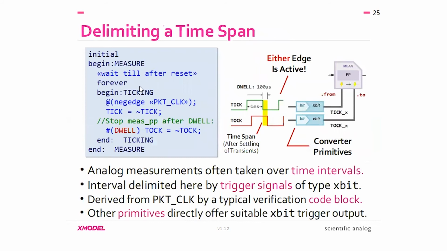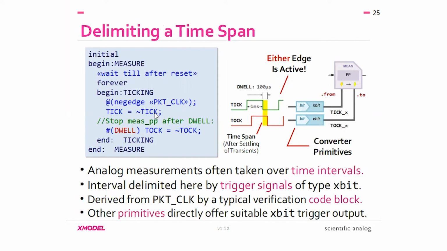And we can use ordinary SystemVerilog code inside the fixture to generate these two trigger signals. I've called them tick and talk. So we allow plenty of time for the transients to settle out, and then this yellow highlighted time span called dwell here, it's a parameter of at least 100 microseconds, and so the peak-to-peak measurement is done during this dwell time. For trigger signals in general, either edge is active.